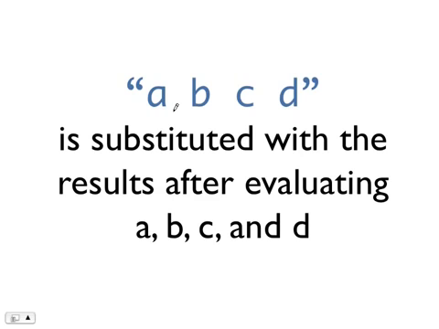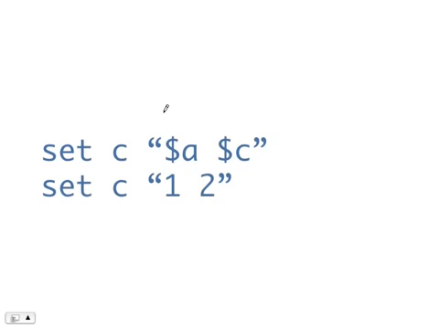Substitution is done on the characters between the quotes. So, for example, if I have a command set c "$a $c", Tcl will first perform substitution on $a and $c. We will get the following: set c "1 2", and therefore my variable c will now have the value of 1 space 2.